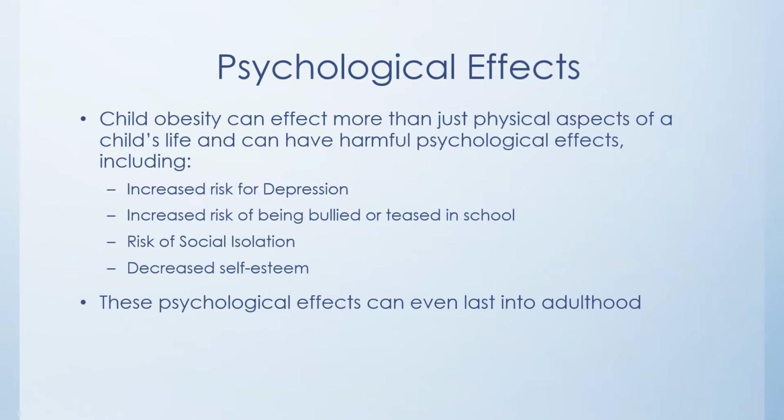Now, the psychological effects that we talked about earlier, child obesity can affect more than just your physical aspects. It can have some pretty harmful psychological effects that include an increased risk of depression, increased risk of being bullied or teased in school, which is really unfortunate, a risk of social isolation, and decreased self-esteem. And these psychological effects can last even into adulthood.